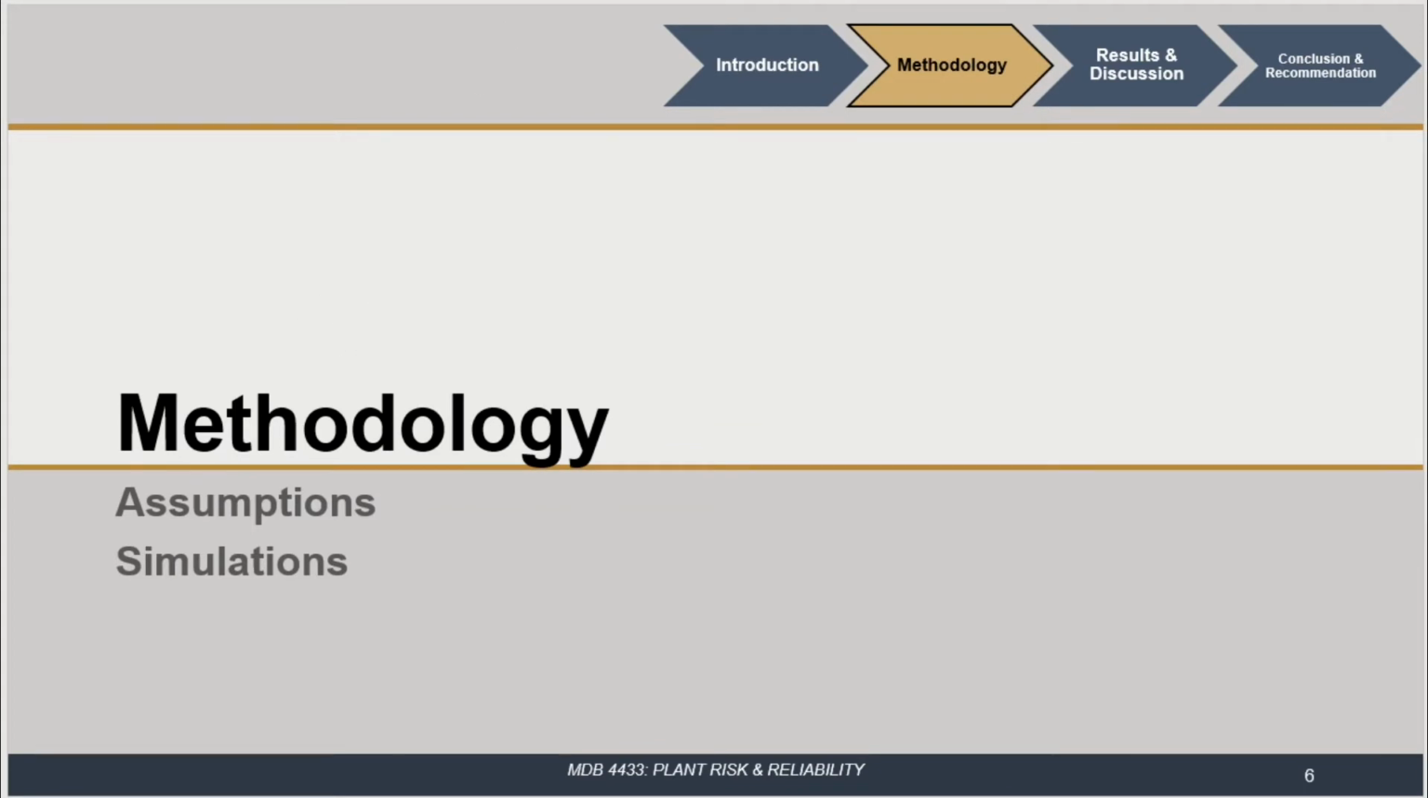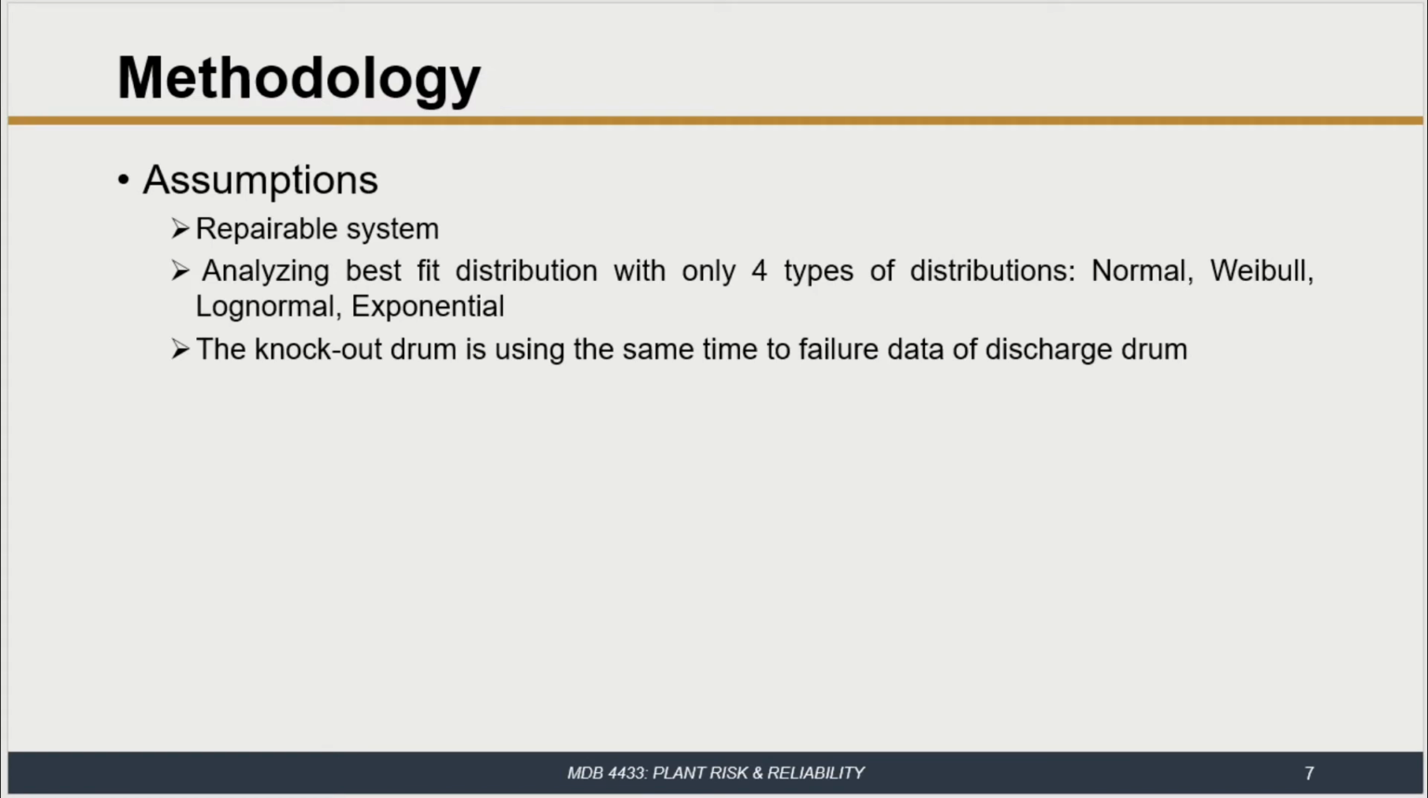For the first slide, I'll be talking about the assumptions. For the assumptions, there are three. First is the system is a repairable system, and we'll be analyzing it with 4 types of distributions: normal, Weibull, log normal, or exponential depending on the distribution. And also the knockout drum is using the same time to fail as the discharge drum.